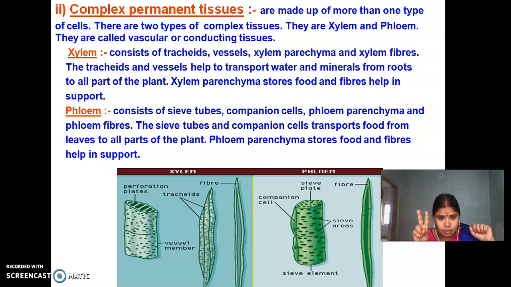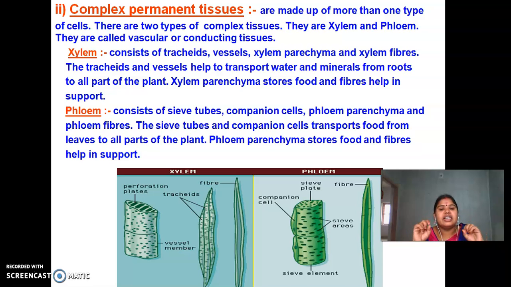There are two types of complex tissues: one is xylem and another one is phloem. These xylem and phloem are called vascular conducting tissues, vascular bundles or conducting tissues. Next, xylem. We are going to see about xylem. What is xylem? Xylem consists of tracheids, vessels, xylem parenchyma and xylem fibers.